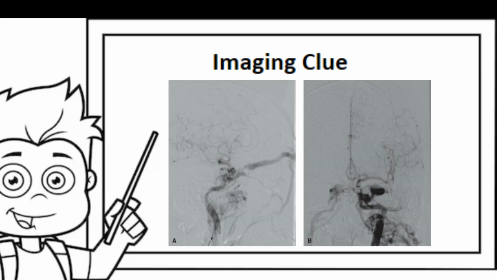On digital subtraction angiography, you will see early filling of the cavernous sinus in the arterial phase, a dilated superior ophthalmic vein, and a white-out appearance of venous sinuses during arterial injection.